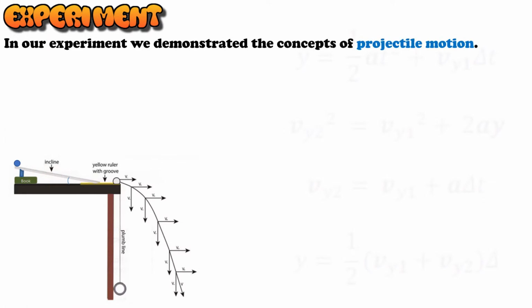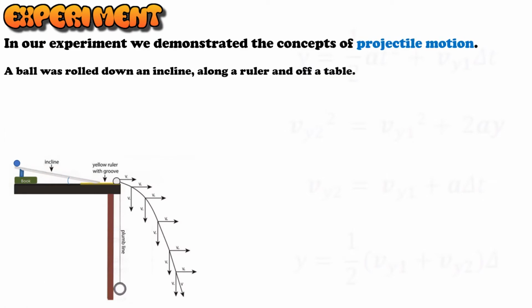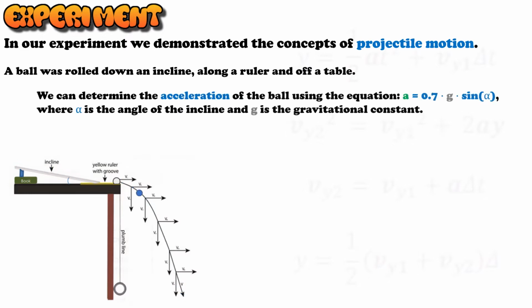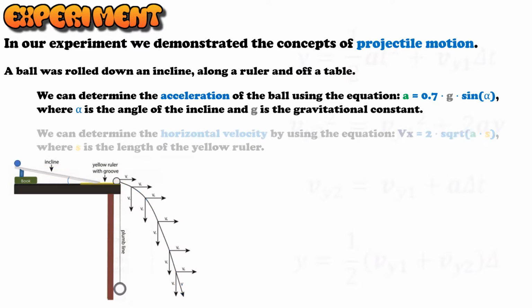In our experiment, we demonstrated the concept of projectile motions. We rolled a ball down an incline, along a ruler, and off a table. We can determine the acceleration of the ball through the equation a equals 0.7 times g times the sine of A, where A is the angle of the incline and g is the gravitational constant.